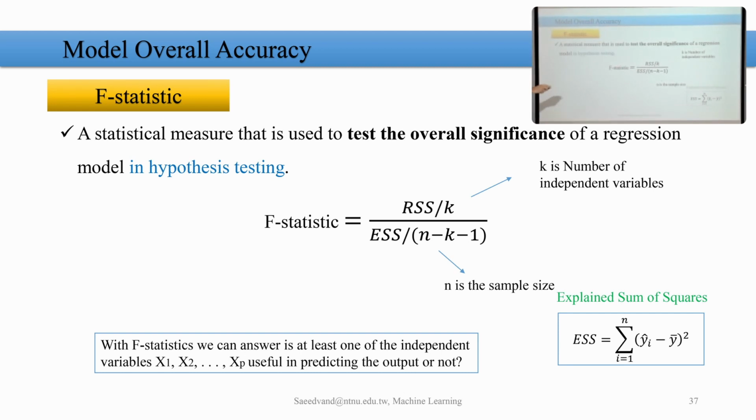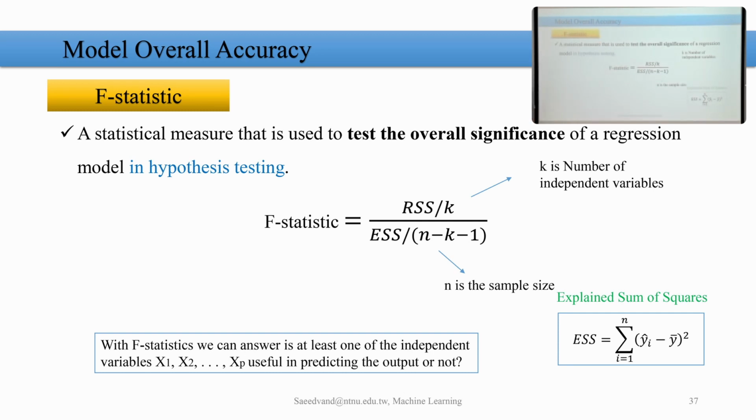And here again, RSS, as in the top part, we have ESS over n minus k minus 1. That n is indicating the sample size, same as the previous one we were considering, and k is the number of independent variables. ESS divided by that results in finally representing the F statistic form.